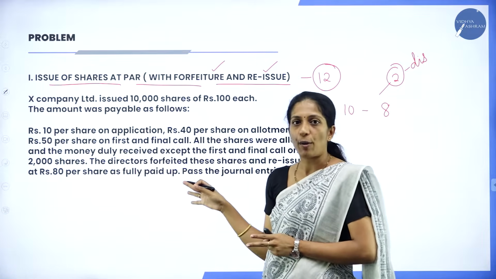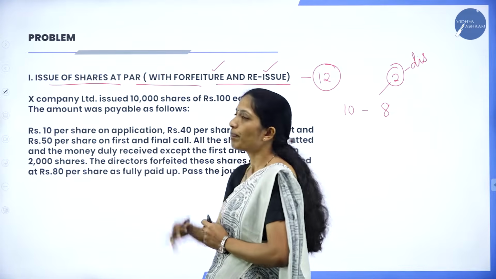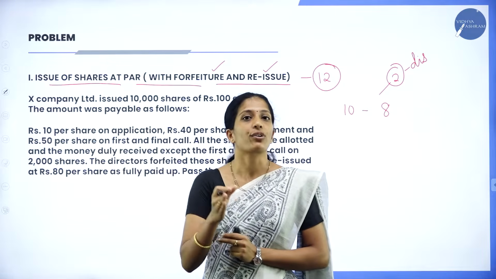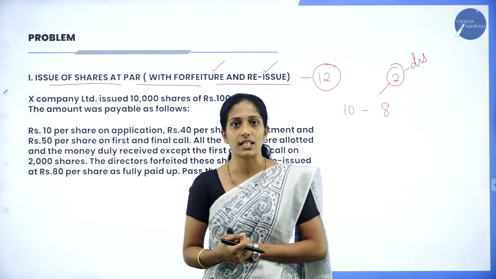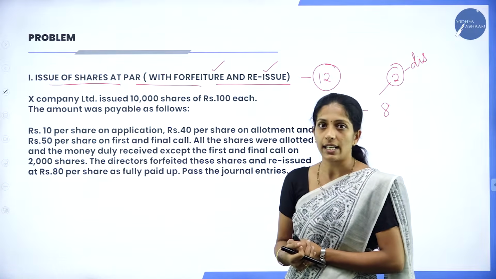So this is a problem where they are going to issue shares at par value, and they are going to forfeit the shares. They are going to cancel the shares and reissue the shares at a discount. Now go through the problem so that you can clearly understand.